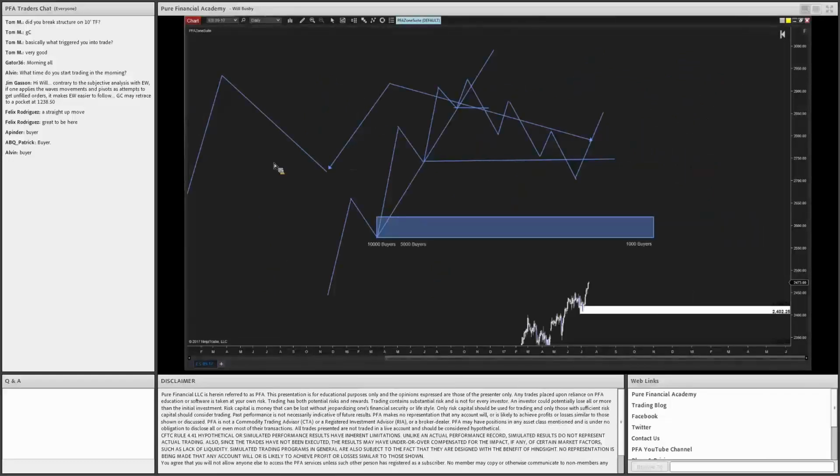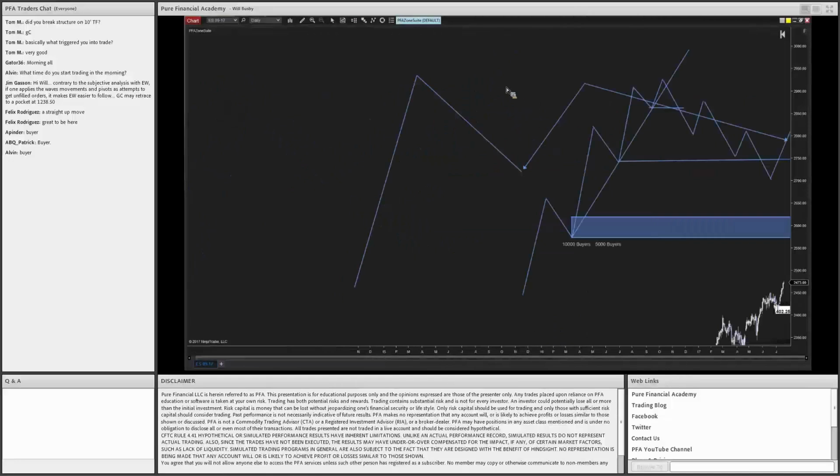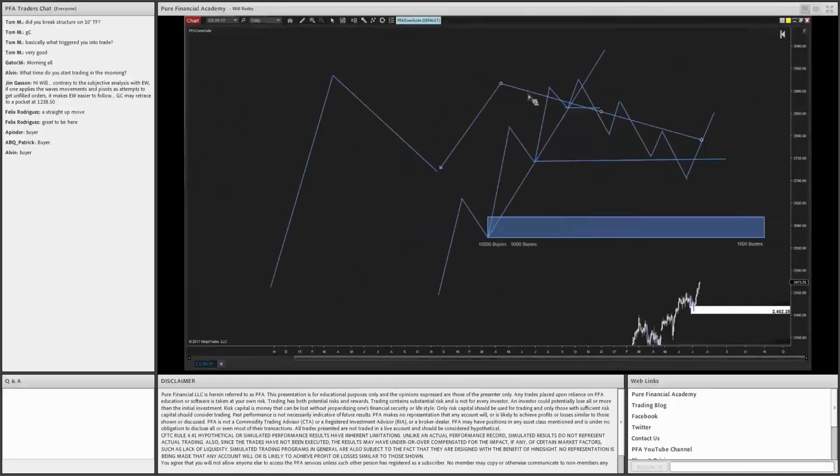How do I know that information, you ask? Well, it's right over here, right? It's right there. Impulse, correction. Okay? It's right over here as well. You just have to look at this picture to see it.